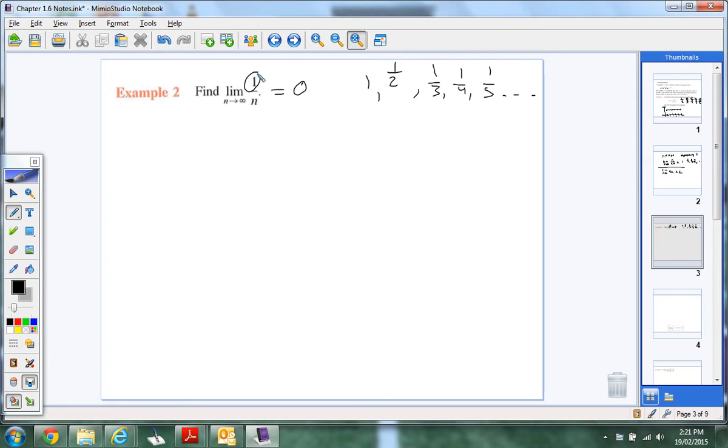Whenever your bottom is growing faster than your top, it's going to go to 0. Okay, whenever your bottom is growing faster than your top, it's going to go to 0, which makes sense because if your bottom is getting bigger and your top isn't, it's going to keep approaching 0. So that's why, again, as n approaches infinity, 1 over n, the limit of that is 0.